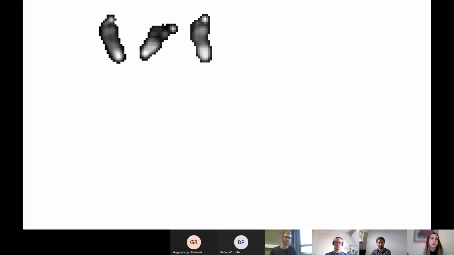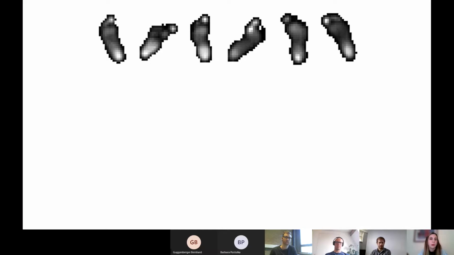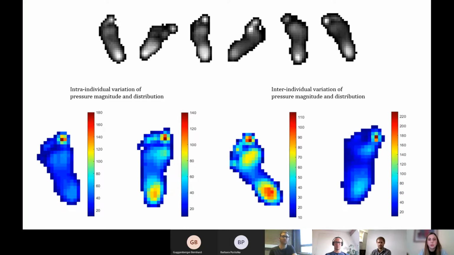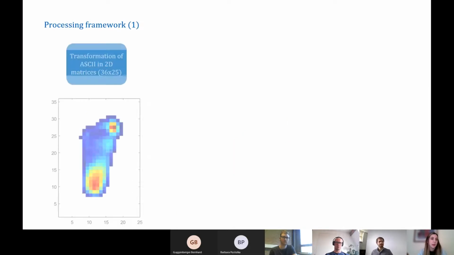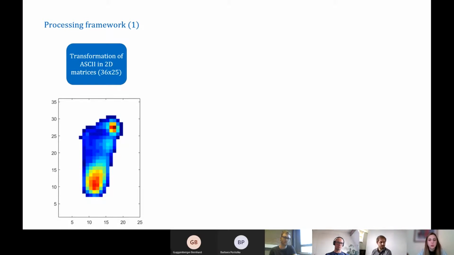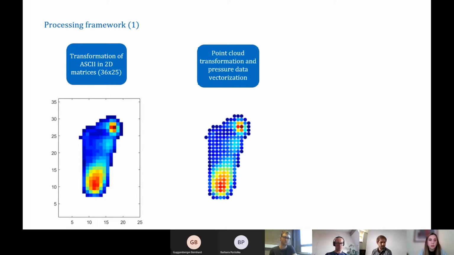This, however, led us to capture plantar pressure data that was highly variable in shape and spatial orientation, as you can see, and also was characterized by high intra and inter-individual variation of pressure magnitude and distribution. Therefore, we started our processing framework by transforming the ASCII extracted files of these pressure images into two-dimensional matrices, and we embedded these matrices in a grid of 36 times 25 pixels. Then we transformed the images into point clouds, and we took the pressure out of each pixel or point, and we vectorized pressure data for each pressure image of each infant.